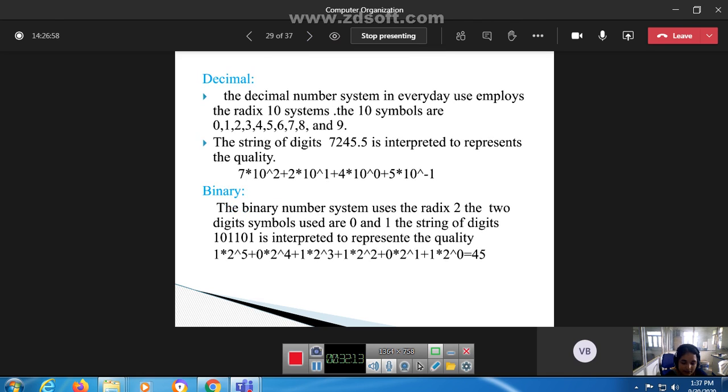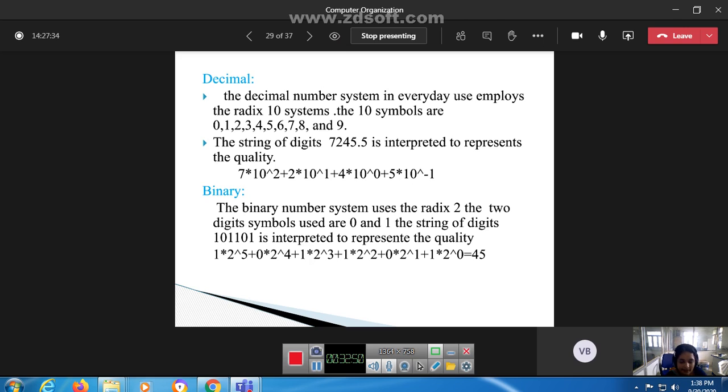Next, coming to decimal. The decimal number system that we use every day employs radix 10, with 10 symbols: 0, 1, 2, 3, 4, 5, 6, 7, 8 and 9. The string of digits 724.5 is interpreted to represent the quantity 7 times 10 squared plus 2 times 10 power 1 plus 4 times 10 power 0 plus 5 times 10 power minus 1. This is the representation of the digits of 724.5. So this is the example.